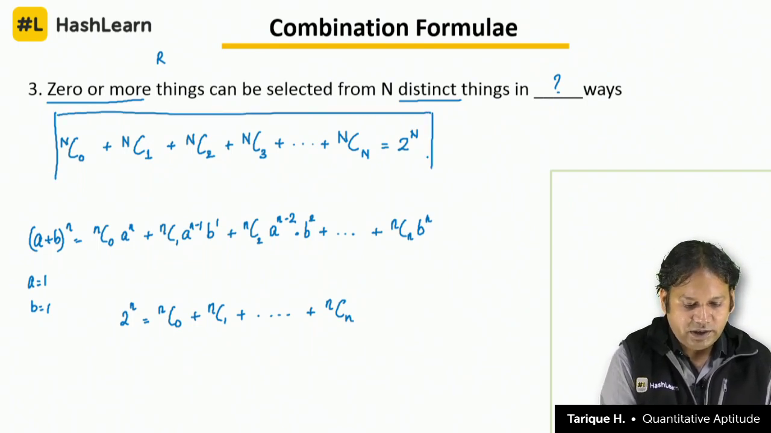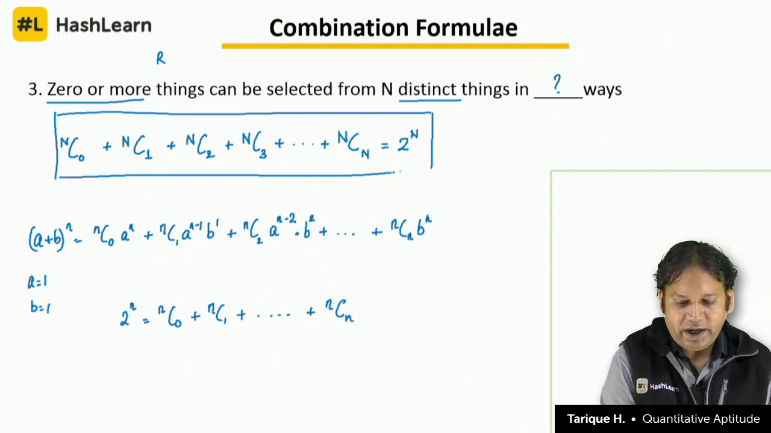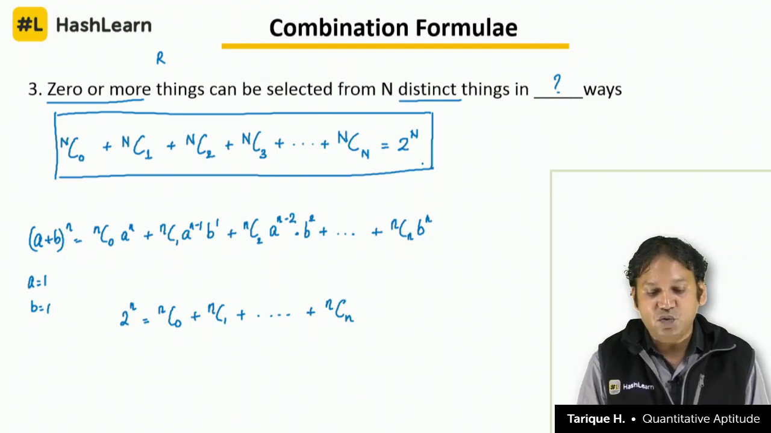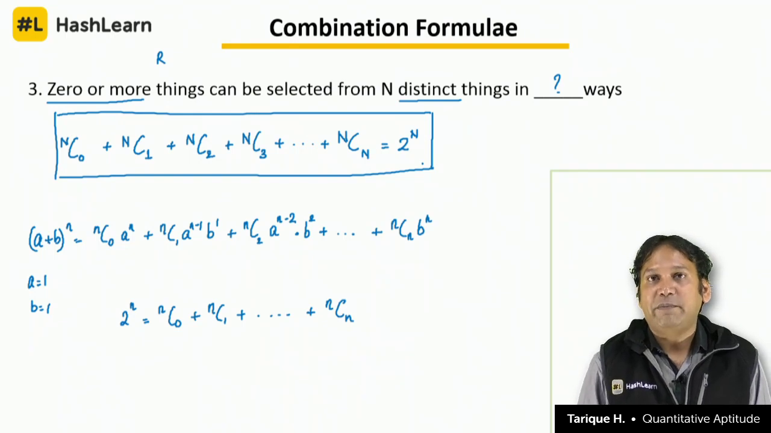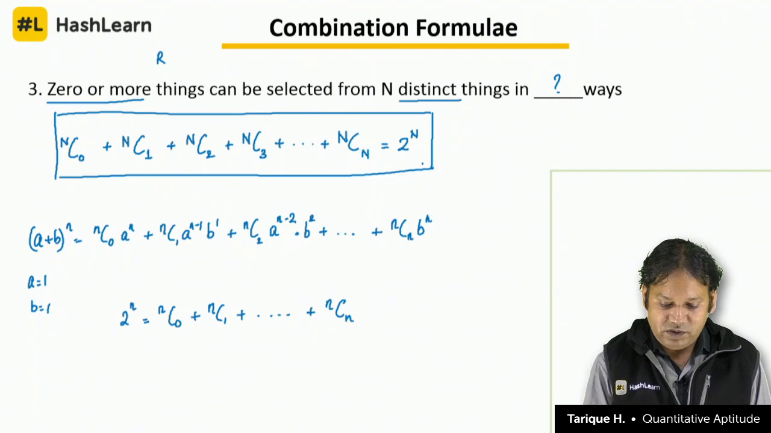0 or more things can be selected from n distinct things in how many ways? 2 power n ways. Clear? So that is one important thing. For example, you have to select 0 or more apples from 5 distinct apples. How many ways you can do it?